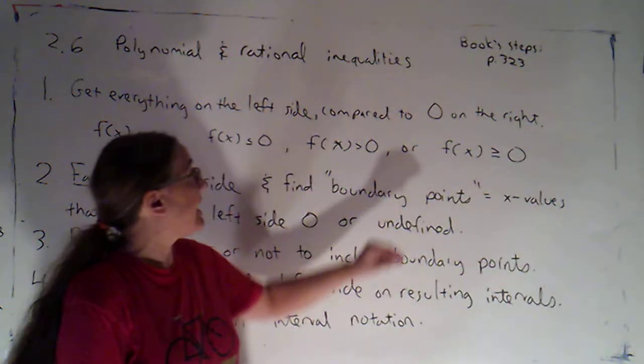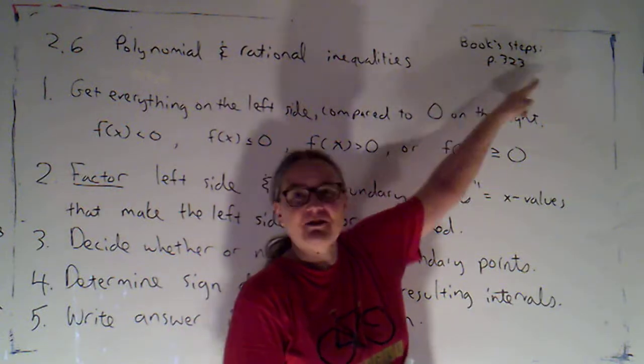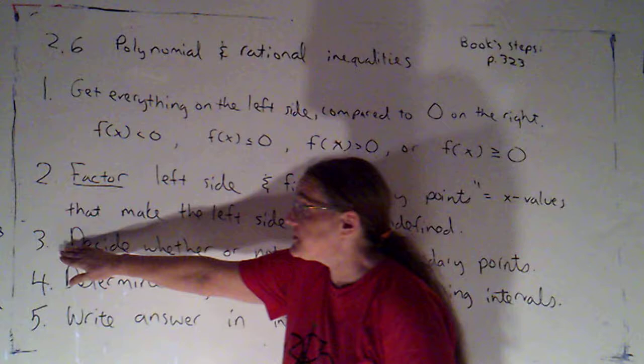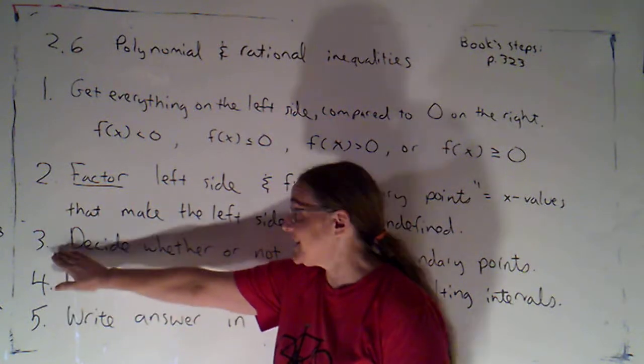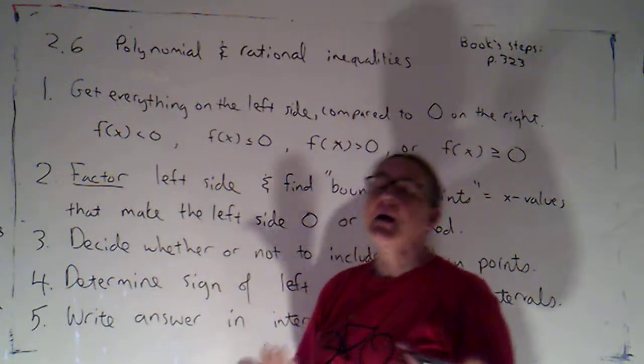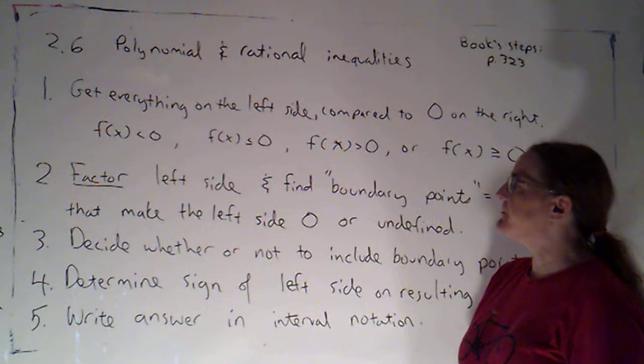I also just point out that the book lists their own version of the 5-step process on page 323. Our steps are essentially the same. I've reversed the order of steps 3 and 4 because I like to do what I call step 3 before I do what I call step 4, but it actually doesn't matter. You can interchange the order of those steps.